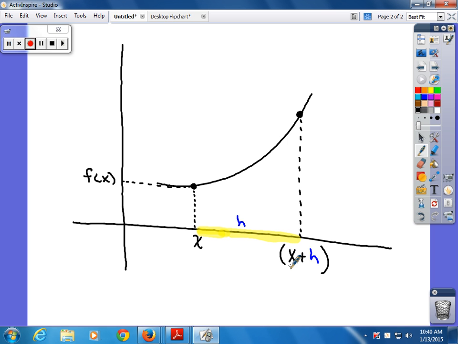So what is this coordinate right here? Well, if this is x, and this is f of x, and this is x plus h, what is this? It's f of x plus h. That's the same as that right there.